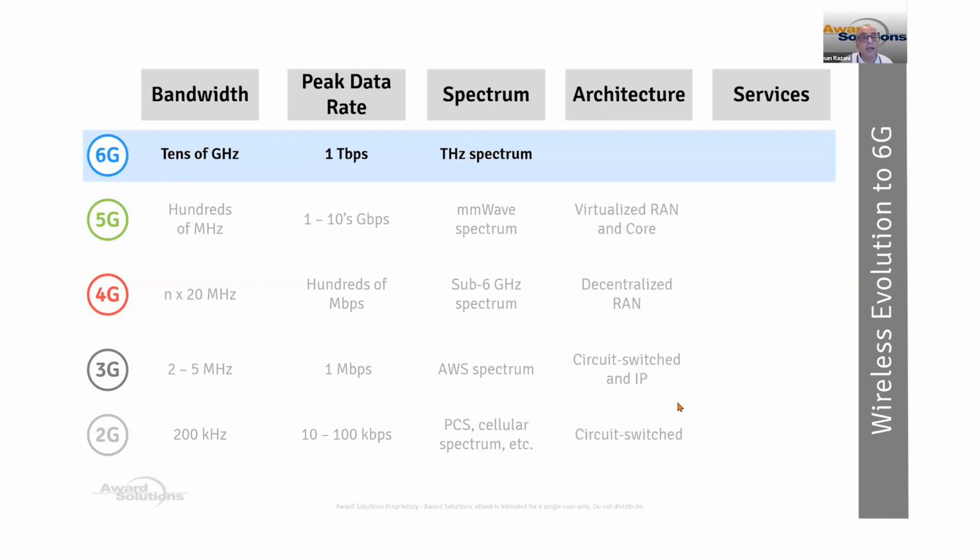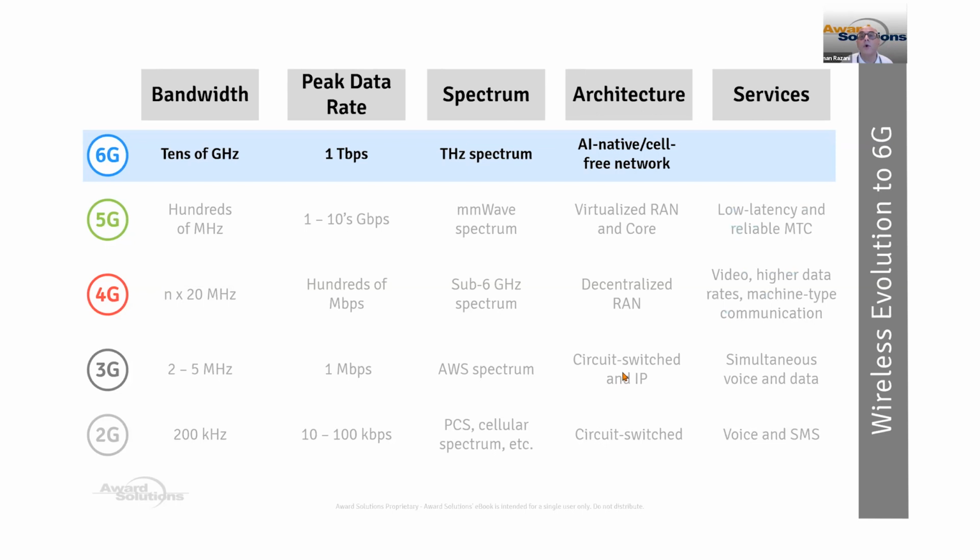The next thing is architecture, from circuit switch to a combination of circuit switch and an IP world, to a decentralized radio access network, and now virtualization is all over the place, both in the radio access network and the core network. 5G has all of that, and 6G is going to have all of that in terms of virtualization and cloud native deployment, but we're going to see more of an artificial intelligence based network operation and cell-free networks. I shall come back and emphasize this work.